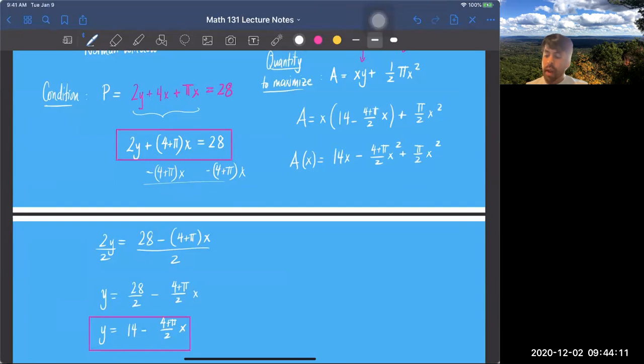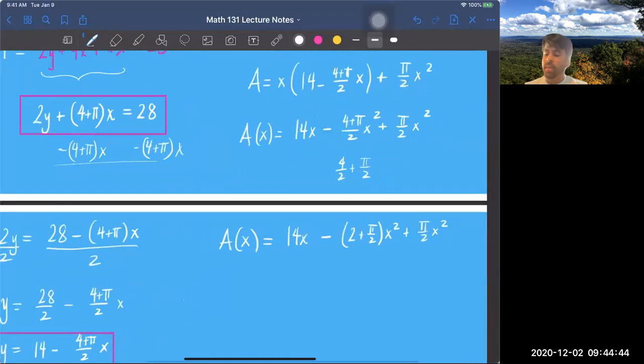And I'm just going to do some more algebra, okay? I get 14x minus, if I distribute this, I don't know if you guys see this, I can write this as (2 plus pi over 2) x squared. Do you guys see that? I can rewrite 4 plus pi over 2 like this, plus (pi over 2) x squared.